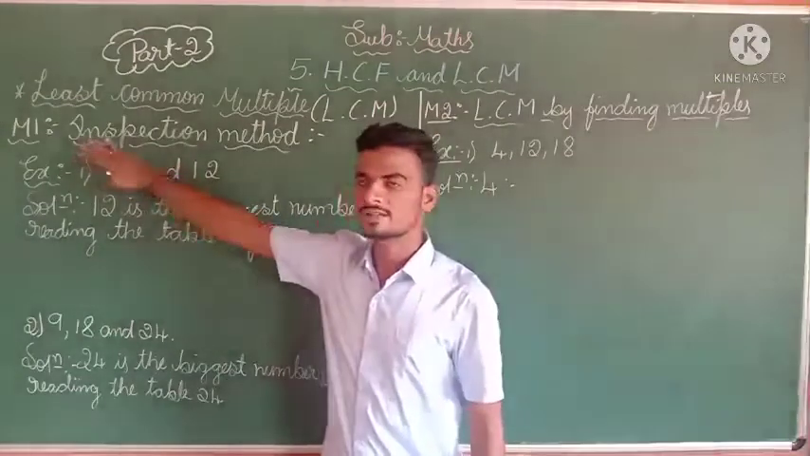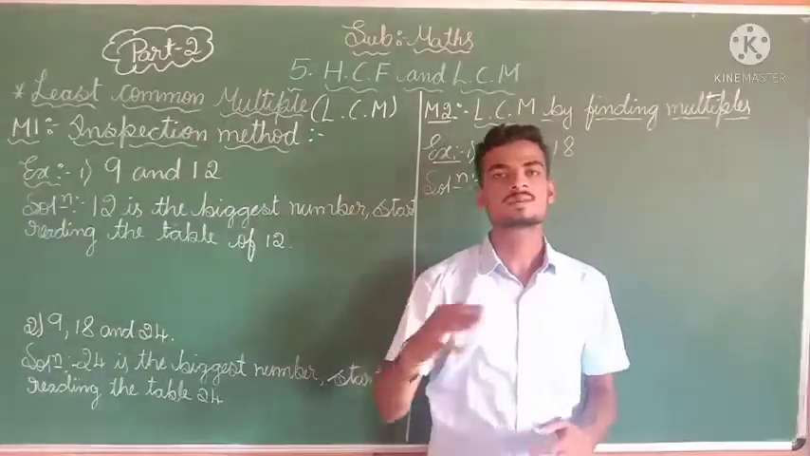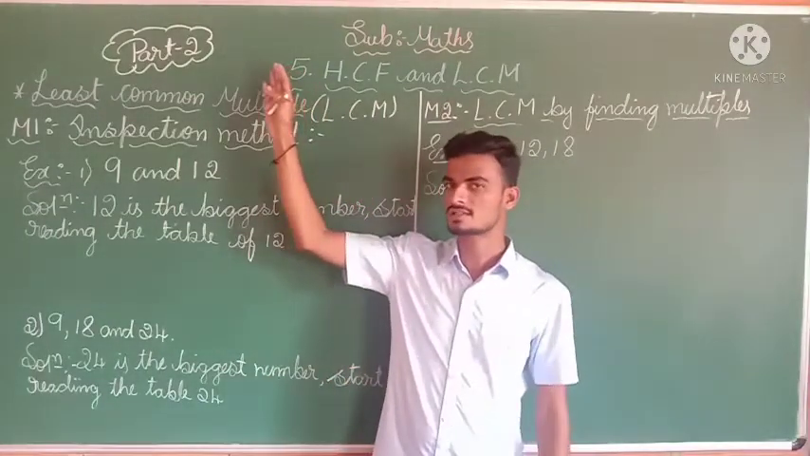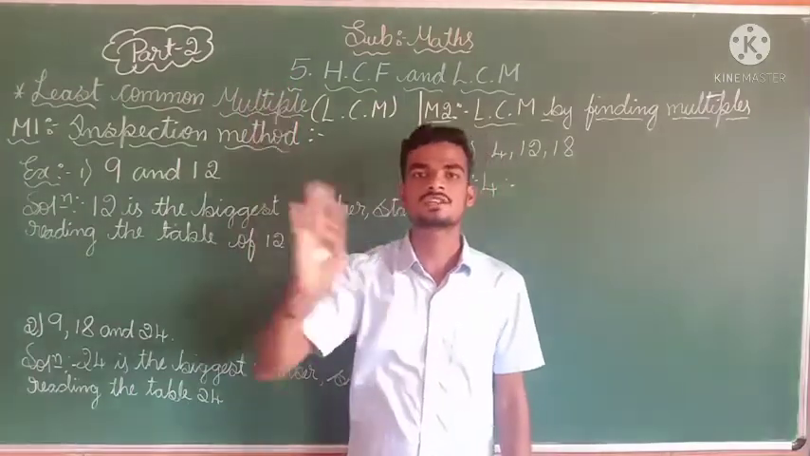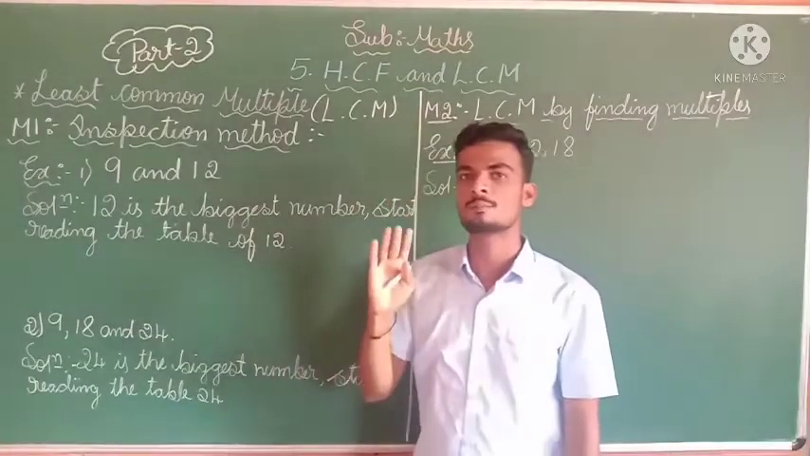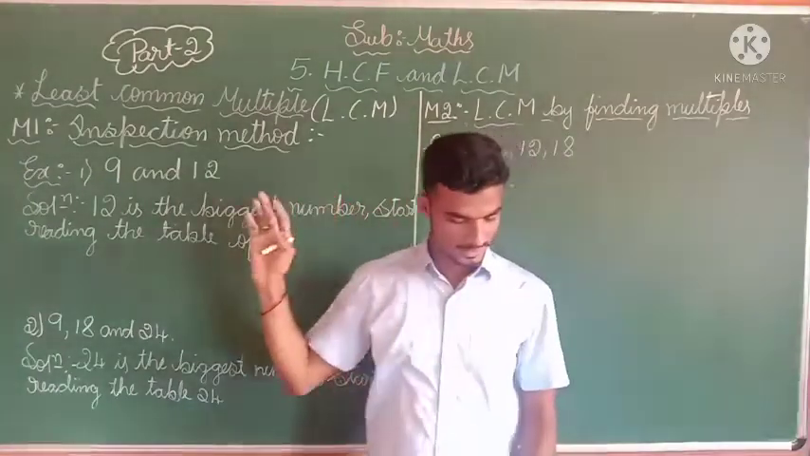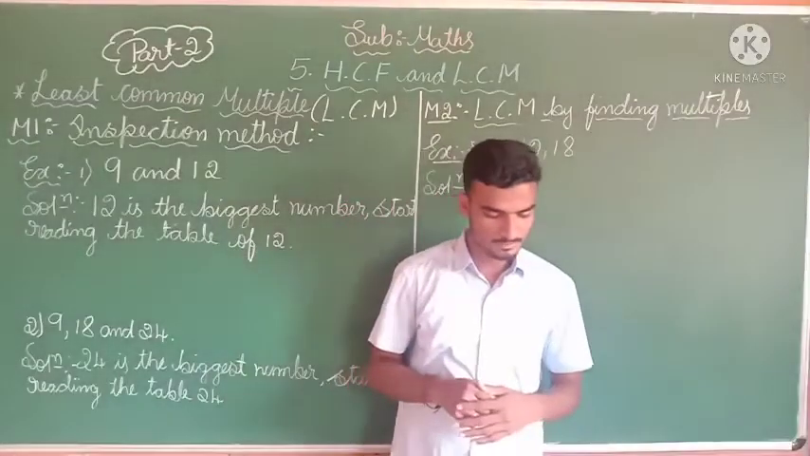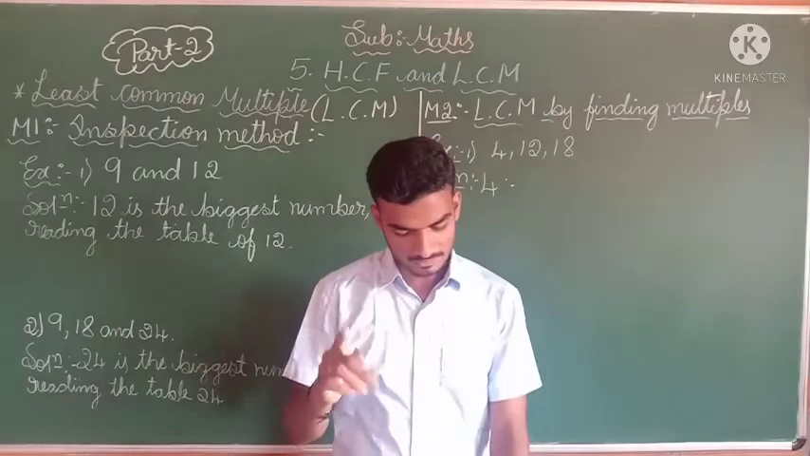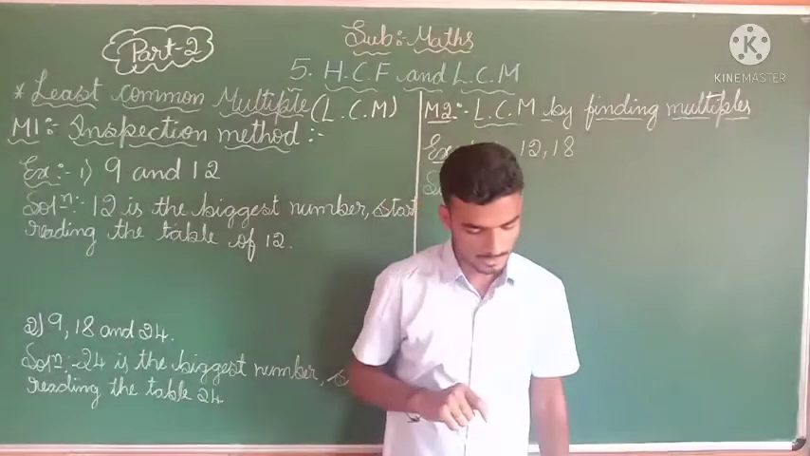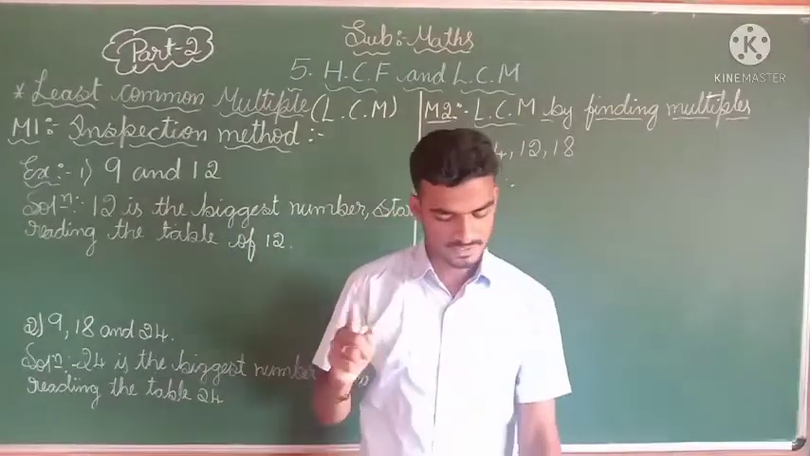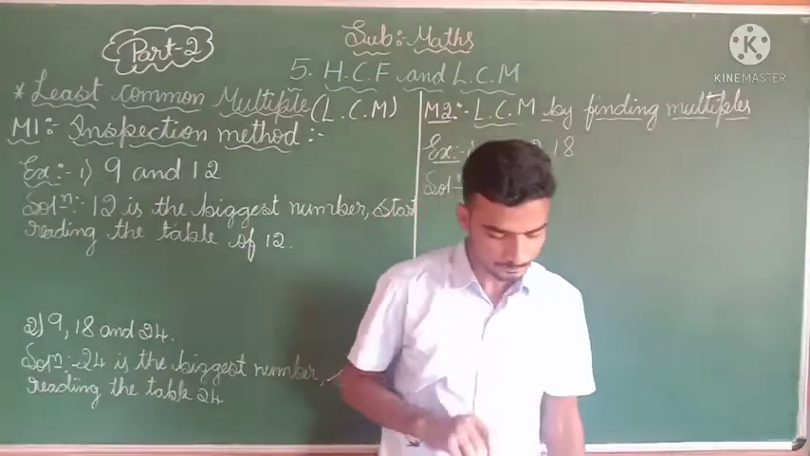Then the first method is the inspection method. We have already discussed in the previous video what the inspection method is: inspection method means multiplication tables. Here in the inspection method, start with the table of the bigger number, and begin checking with its first multiple. See, once again I will write this: start with the table of the bigger number, begin checking with its first multiple.